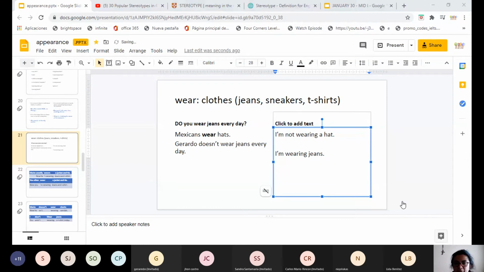So, guys, what about the others? Do you have a different answer? Sandra Santamaria, do you wear jeans every day? Your microphone is off, Sandra. No, I don't wear jeans every day. And today, right now? Now I'm wearing shorts. Shorts, with an S? Yes, with an S. Shorts, the little pants. Okay, thank you.